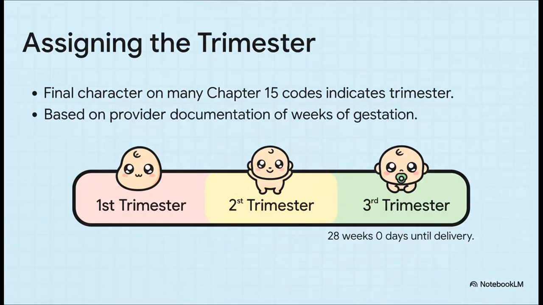Okay, another detail that's absolutely crucial in OB coding: the trimester. For a whole lot of O codes, that very last character tells you which trimester the patient is in. And how do you know? It's all based on the provider's documentation of the weeks of gestation. So, just as a refresher, the first trimester is anything less than 14 weeks. The second goes from 14 up to 28 weeks, and the third trimester is from 28 weeks all the way to delivery. Getting this right is so important for accurate coding.